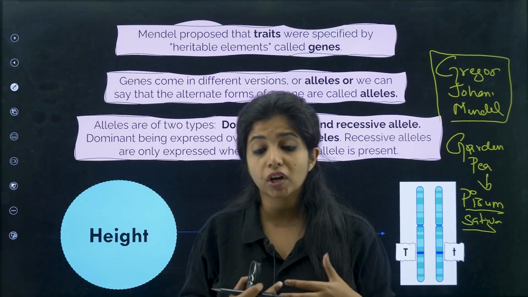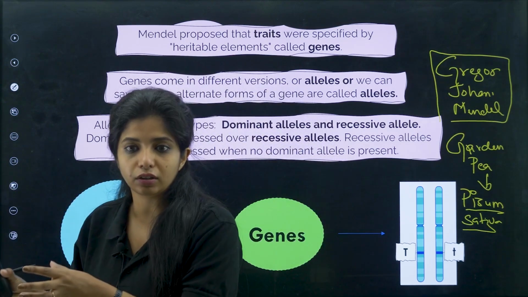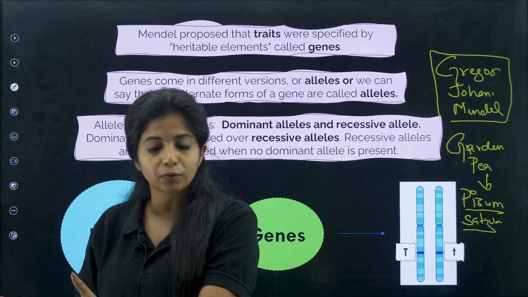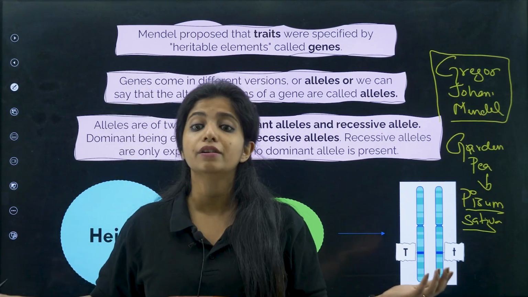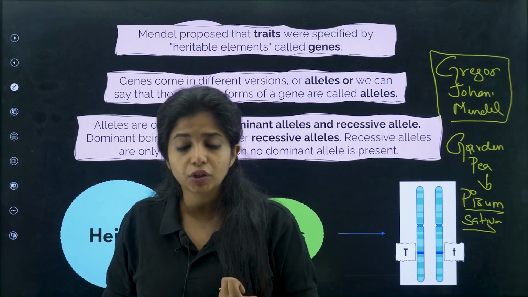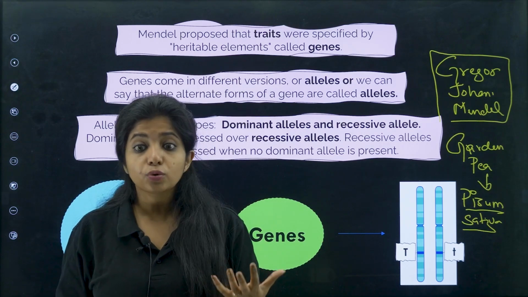For example, if I want to check if the parents are giving the features to the progeny, I can clearly see it within 1 year itself. I don't have to wait for years to see that. And it was very easy to grow them.